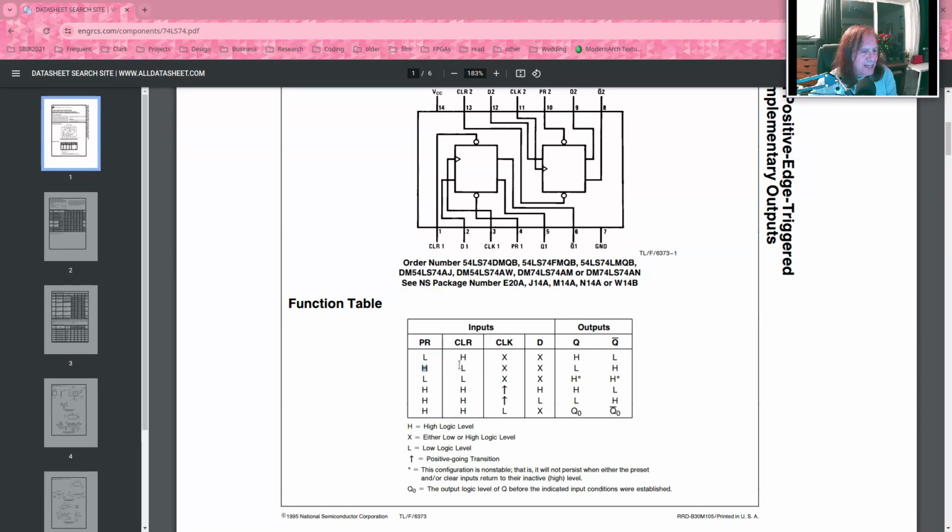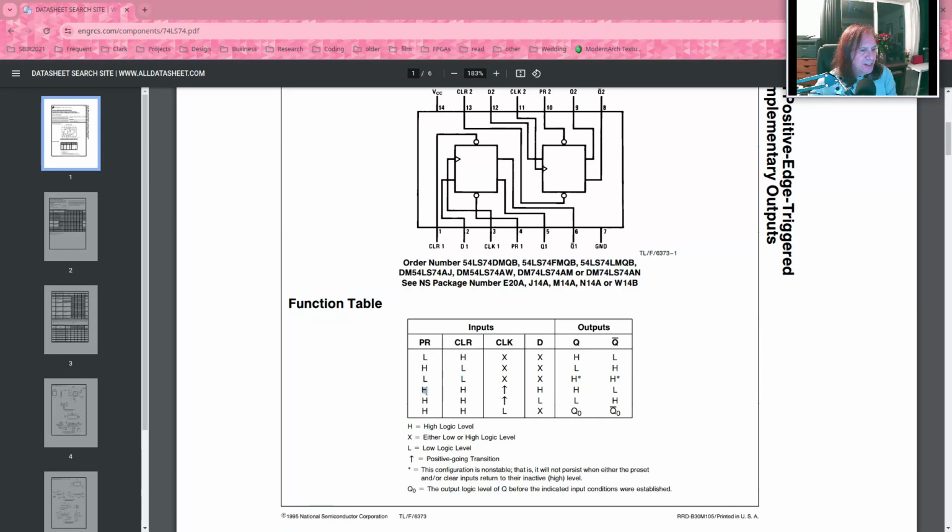Now if preset is high, that's inactive, and we pull the clear line low, right? That's a low going into this inverted input, ignores the clock, ignores D, it just immediately drives the output low. And as usual, Q bar is the opposite of Q. Now, we generally would not tell it to both clear and preset at the same time, but if you do, it says the output goes high on Q, but also goes high on Q bar, but with a little footnote saying this configuration is not stable. Right, so that's a state that we would generally avoid.